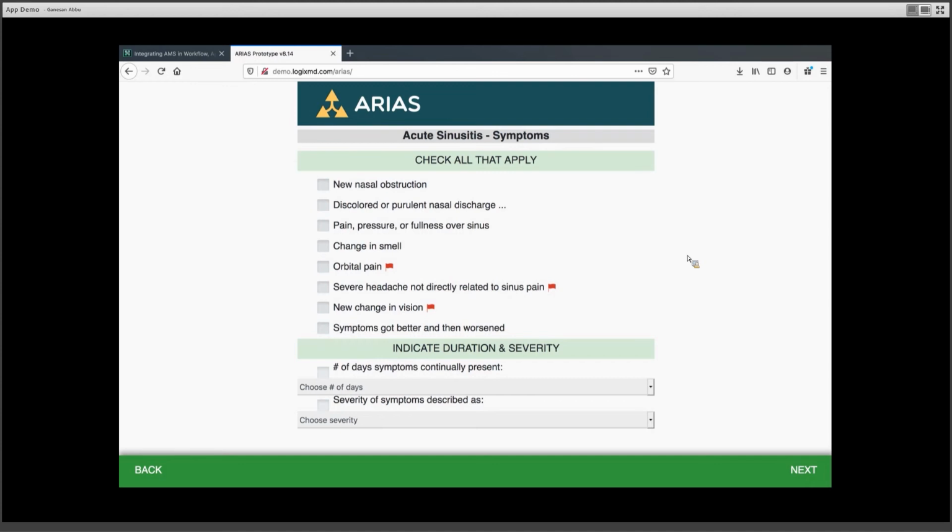Now you will notice some of the red flags, and this alerts the user to concerning symptoms. Also, at the bottom of the screen, there are some mandatory fields, and this information is absolutely required in order to be compliant with the guidelines.